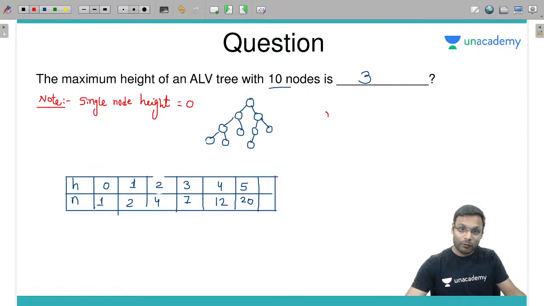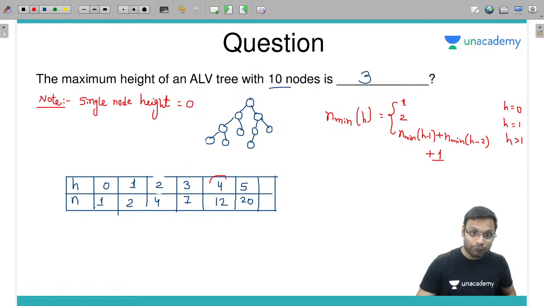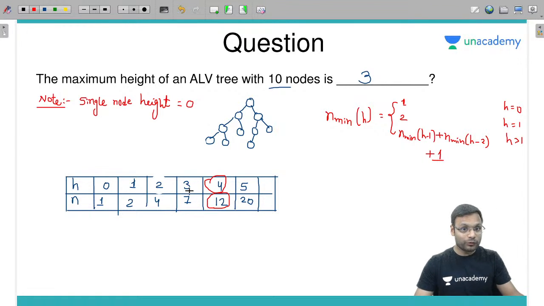Recurrence relation I have given. Which was this: if I want to calculate minimum number of nodes with height h in an AVL tree, it is initially one number of nodes with height h is equal to 0. When height is equal to 1, it is 2. When height greater than 1, then it is n minimum with height h minus 1 plus n minimum with height h minus 2. Previous 2 number of nodes का AVL tree plus 1 for root. So if we want height 4 का AVL tree, we need minimum 12 nodes. 12 nodes से कम रही तो we can have maximum height is 3. With 10 nodes you can have maximum height 3, which is the answer for this question.